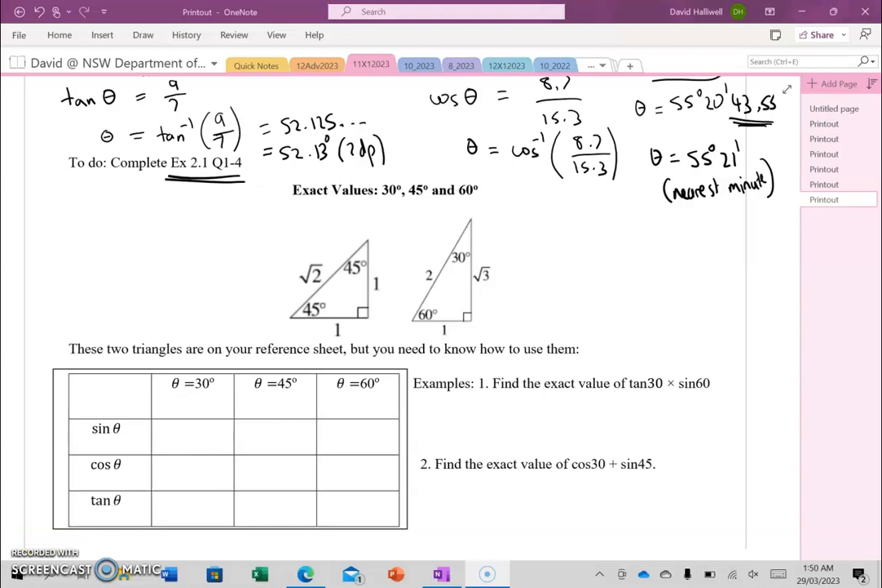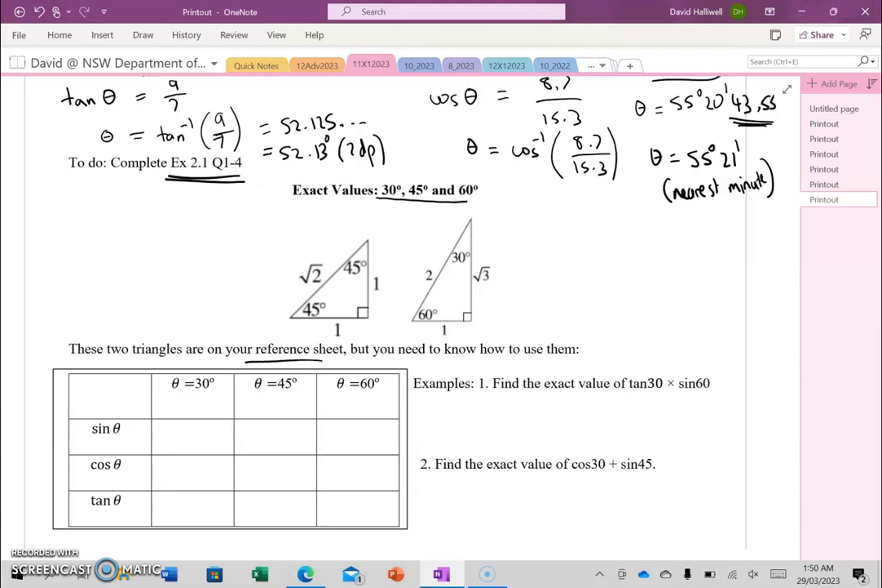Alright, we're going to have a look at exact values here for theta of 30 degrees, 45 and 60. You should know how to work out sine, cos and tan for angles of 30, 45 and 60 as exact values, okay? So the first thing is you can see there's two triangles here, and these two triangles are what we use to work out these different values.